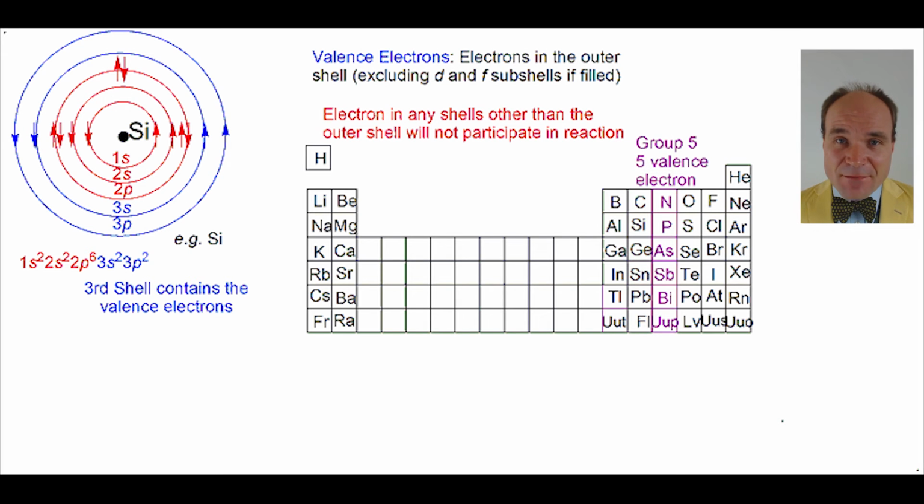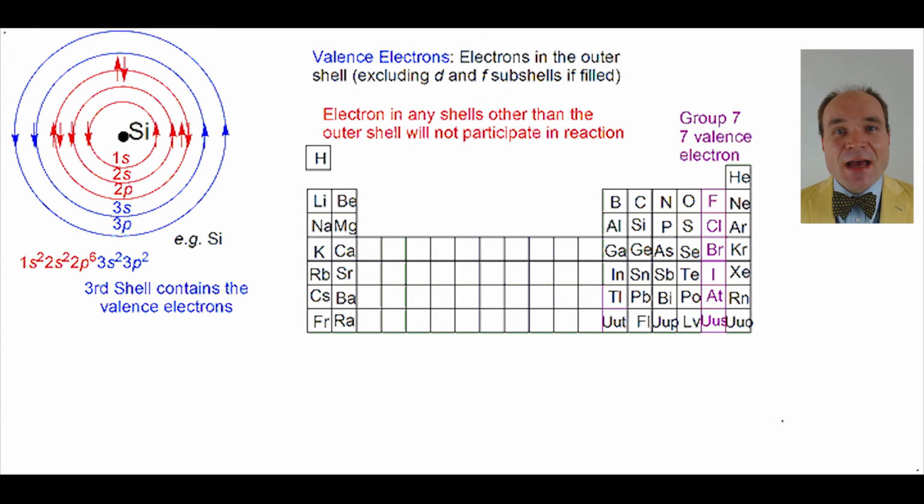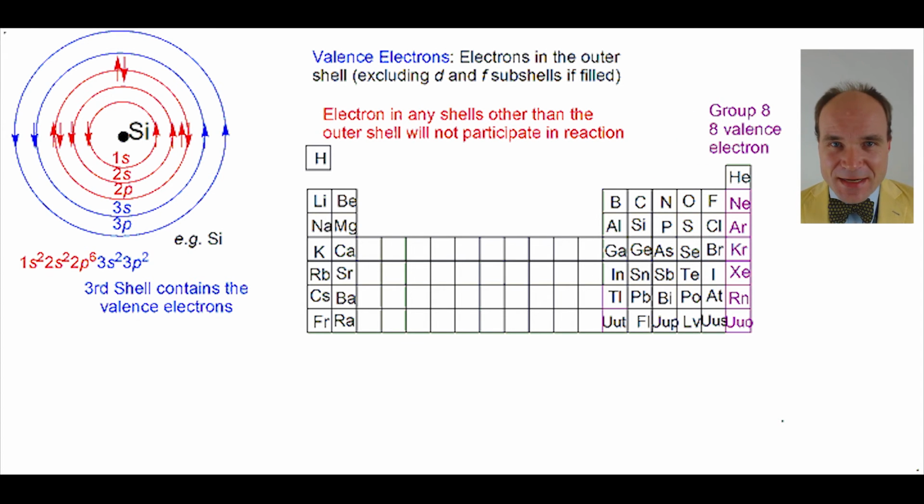Group 5 has 5 valence electrons. Group 6 has 6 valence electrons. Group 7 has 7 valence electrons. And Group 8 has 8 valence electrons. So you can see by looking at the periodic table, there's a really easy, nice way to determine a number of valence electrons for any atom you want to inspect.